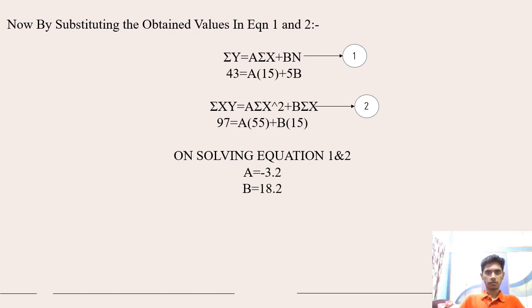We can solve these two equations using a calculator. In the calculator, first switch it to equation mode and select the number of unknowns as 2. And now enter these values. On solving equations 1 and 2, we get a value is minus 3.2 and b value is 18.2.